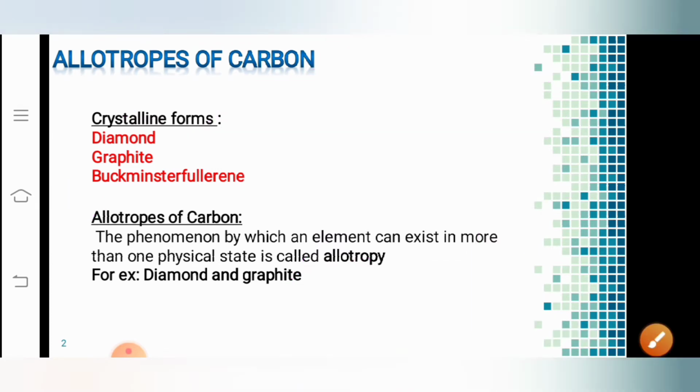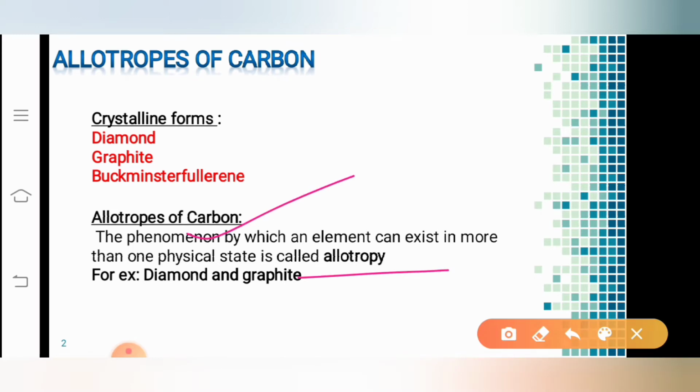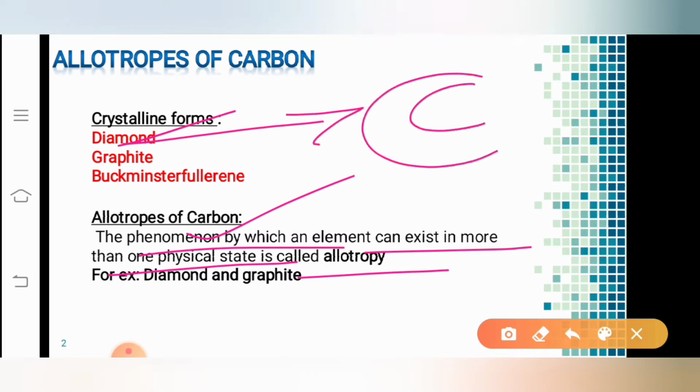Now let us understand in detail. Before that, let us understand what the allotropes of carbon are, or what allotropy is. It is a phenomenon by which an element can exist in more than one physical state. That means, take an example of diamond. If you look at diamonds, they exist in different states. Their appearance is different. Correct? So the allotropes of carbon are made up of a single type of element, but their structure is different.